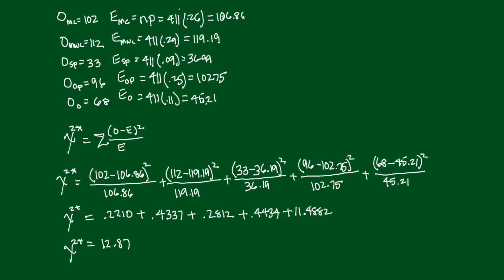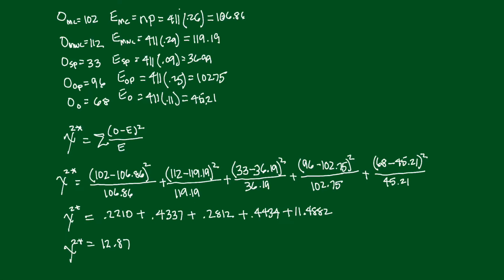then the next one. 112 minus 119, so it's the O, 112, minus the E, 119.19, squared, divided by the E, 119.19. Okay, so I did that for all 5 of these. I wrote them all out by hand, then I did each one individually. I rounded off a bit here. So I've got the first, the second, the third, the fourth, and the fifth.